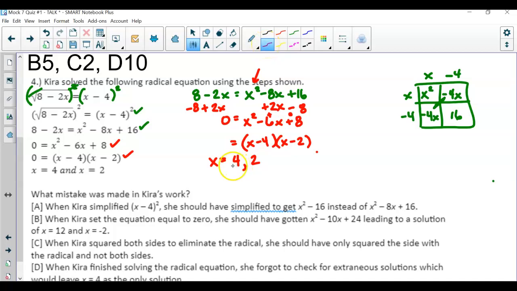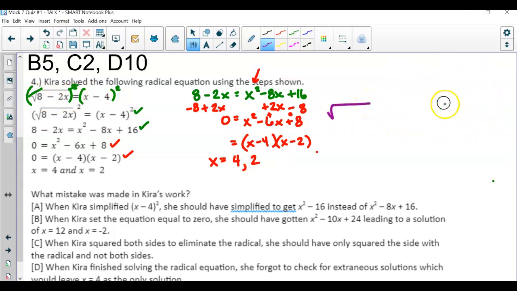So I'm going to go ahead and check 4. I'm going to use that first line here. So the square root, let me go ahead and erase this so I can show it. 8 minus 2x, or 2 times 4, is equal to x minus 4, or 4 minus 4. Now first off, I've got 4 minus 4, which is 0, nothing negative, so I'm good. I'm going to keep going. Make sure that this matches.